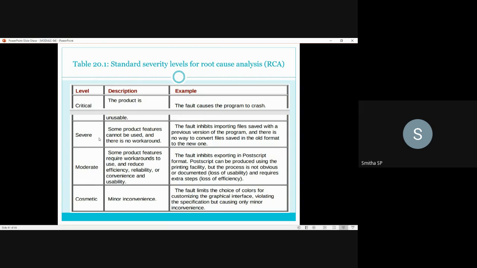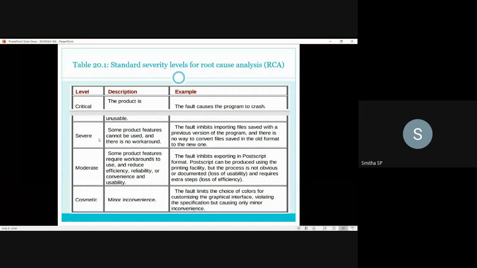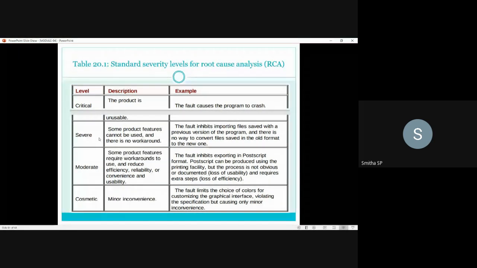Coming to the moderate level, here you can use the product features, but you need some workarounds to use those features. It is not that you can't use the features; you can use some of them, but you need workarounds, and together with that it reduces the efficiency, reliability, convenience and usability of the product. That is about moderate. And cosmetic means a minor inconvenience you can face in the product. So this is about standard severity levels.